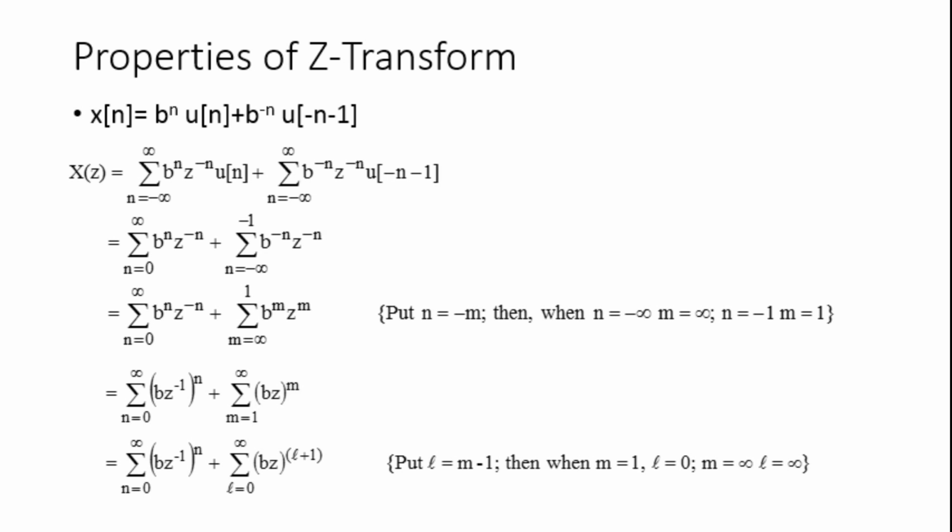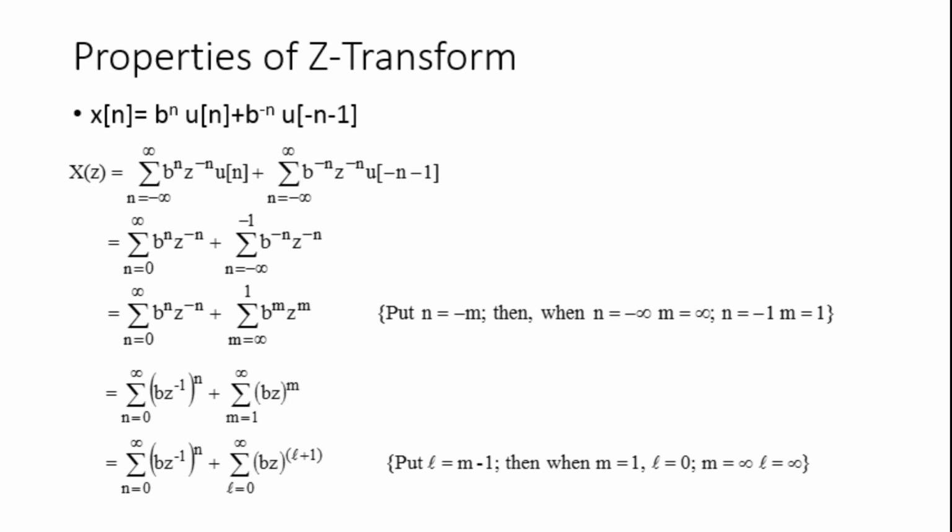Summation n equals minus infinity to minus 1 b to the power minus n z to the power minus n. Then by putting n equals minus m, when n is equal to minus infinity, m is equal to infinity, and when n is equal to minus 1, we get m is equal to 1.